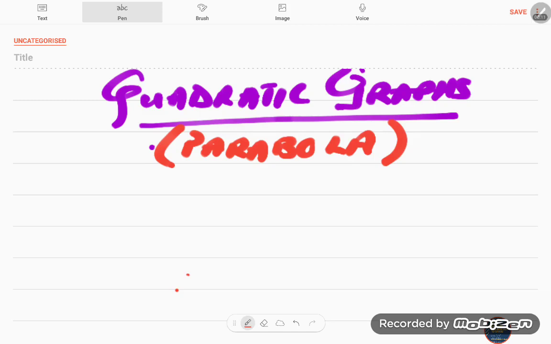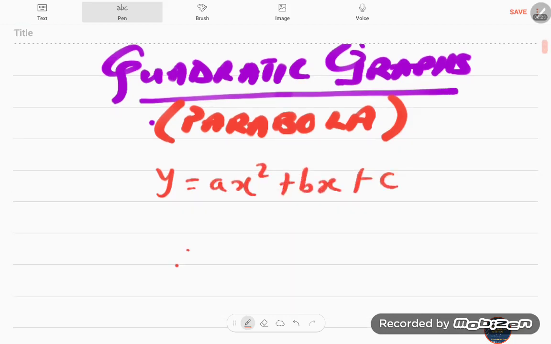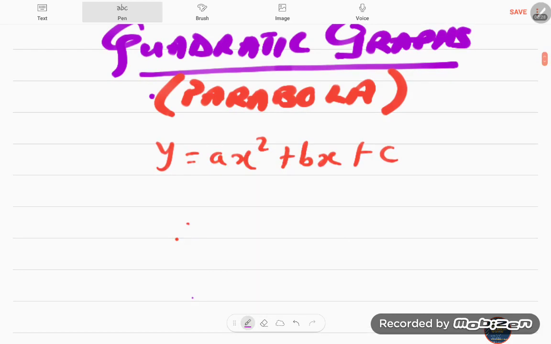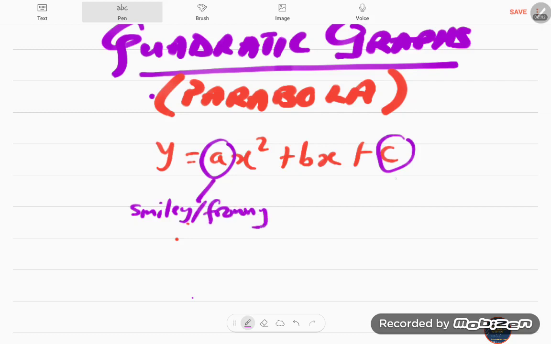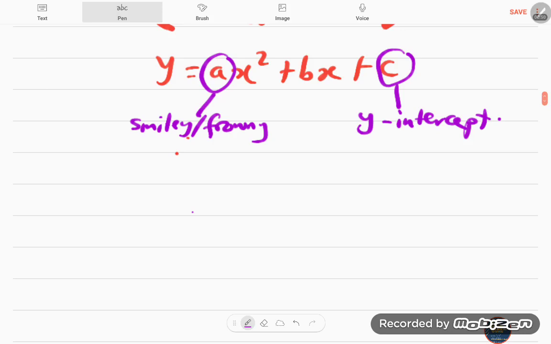Today we're looking at quadratic graphs, also known as parabolas. The extended format that we know them to be given as is usually this format. We are going to dwell on just two of those letters, this letter here and this letter here, and what they tell us. The letter A tells us whether the graph is going to be a smiley or a frowny face. And then the C is going to be the y-intercept. So we're going to look at all the cases that have to do with that theme.